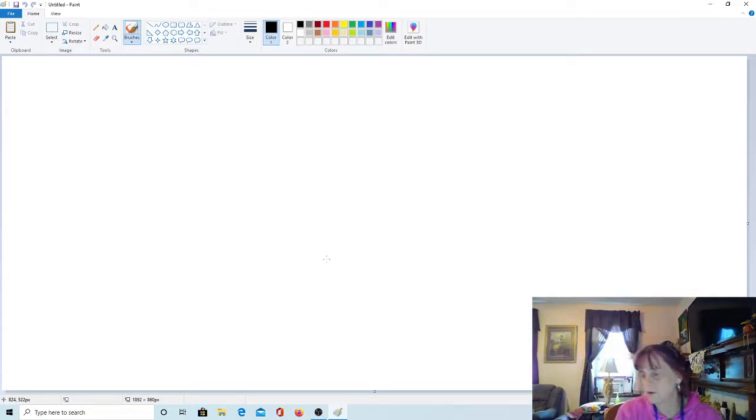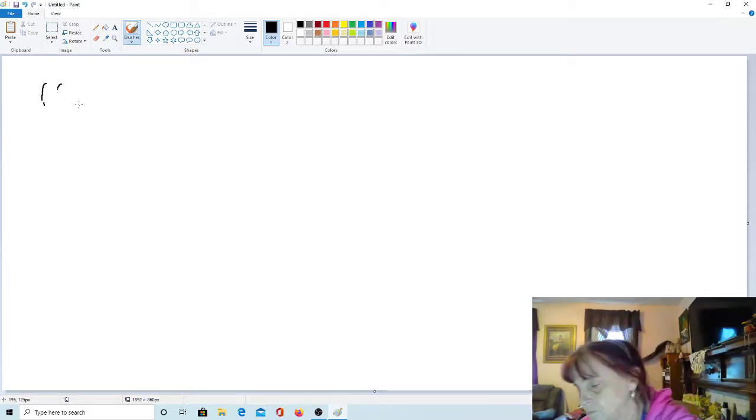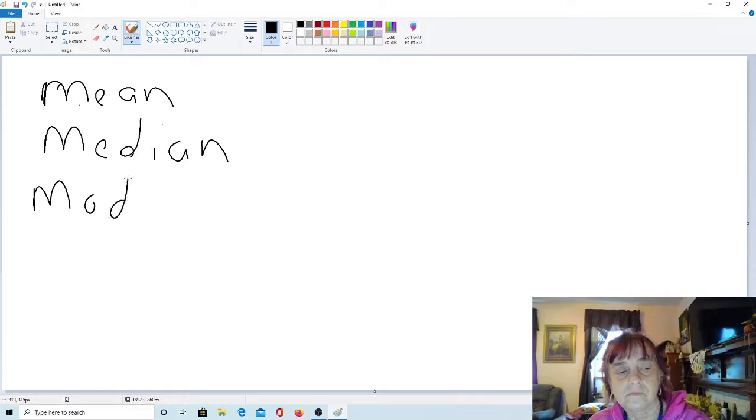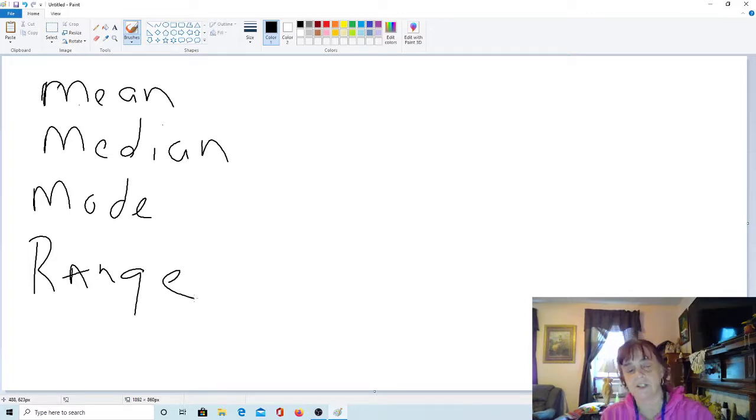Anyway, one of the things that we've talked about since the last test: finding the mean, the median, the mode, the range. Now, I don't know if I've mentioned the range or not. The range is the difference of the highest number minus the lowest number in a set of data.